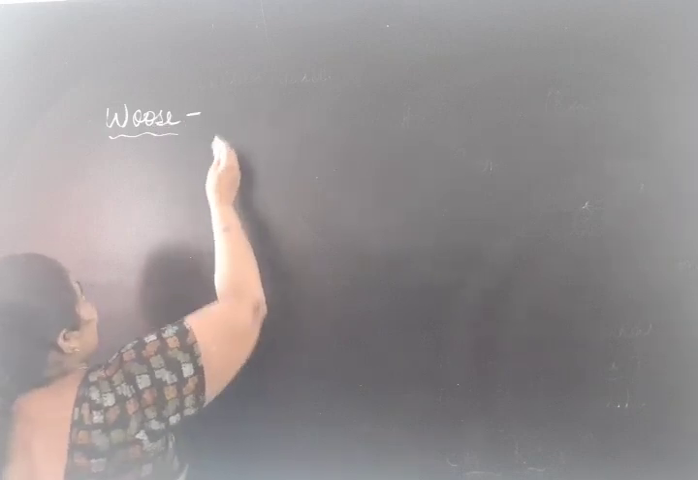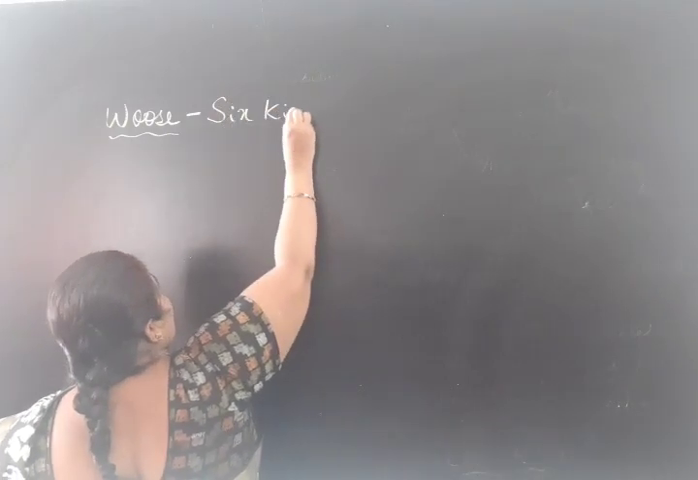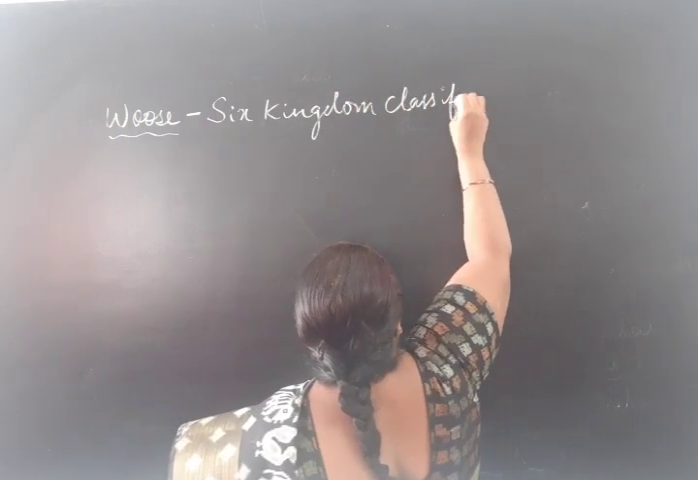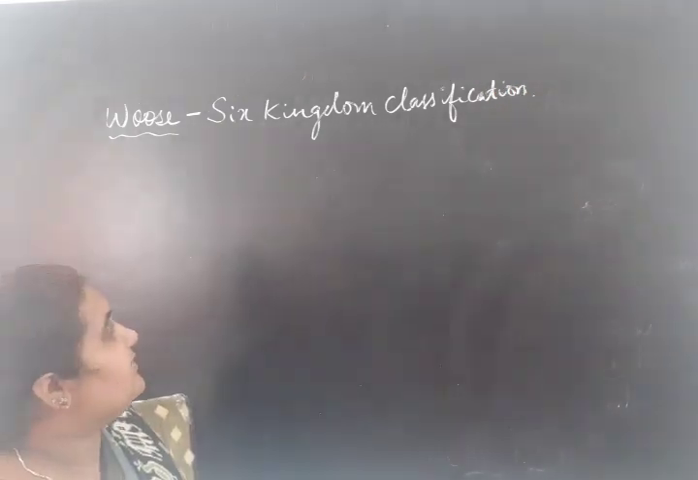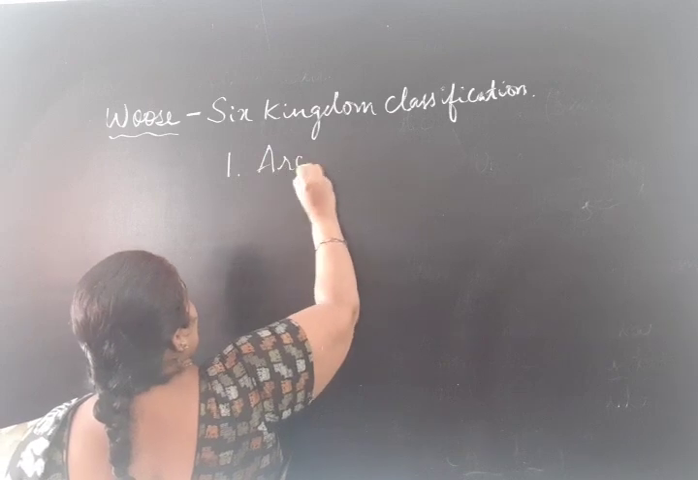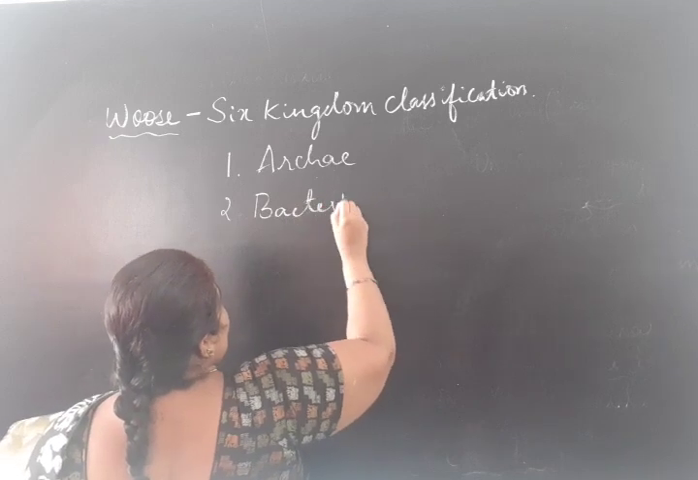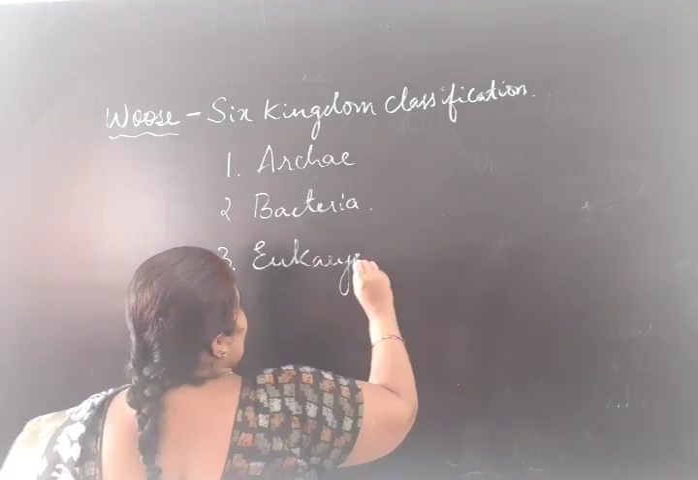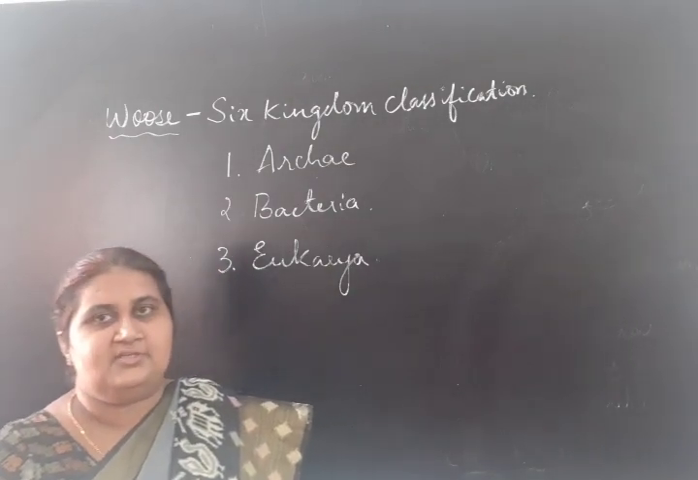In 1994, Carl Woese proposed a six kingdom classification, that is Archaea, Bacteria and Eukarya, who proposed the six kingdom classification.